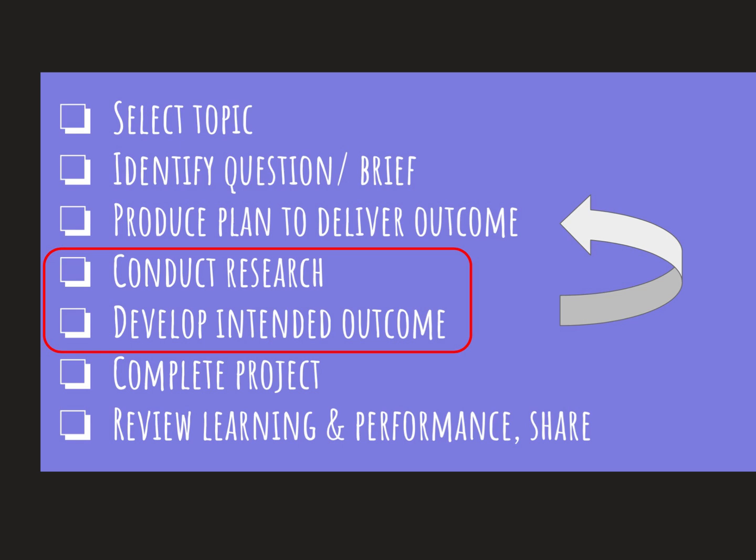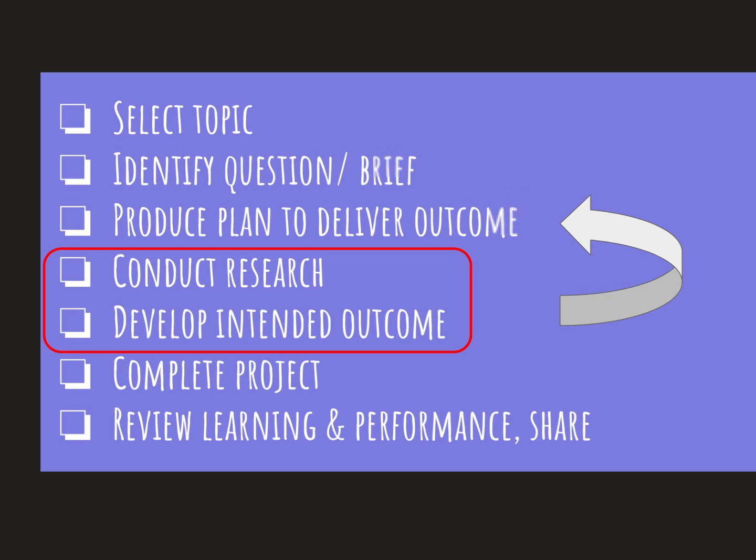So let's remind ourselves of the different steps that need to happen within an HPQ. At the moment, we're just moving on from selecting our topic and then developing that into and identifying our research question or our brief. Once we've identified our research question or brief, we need to produce a plan to deliver the outcome of our HPQ. So that's our project plan and our project proposal that needs to be approved.